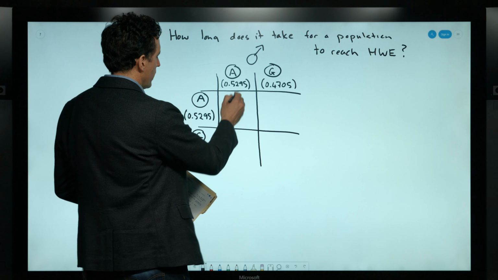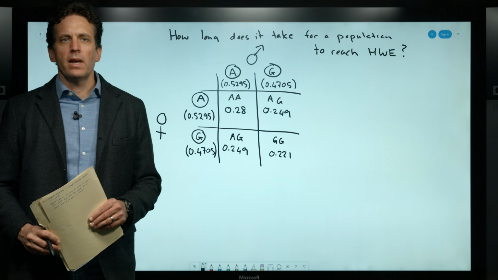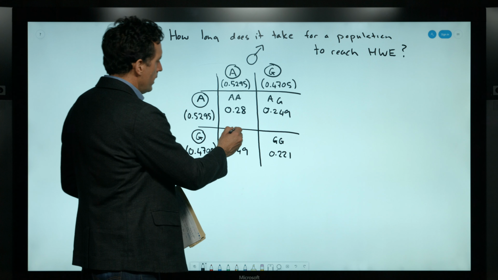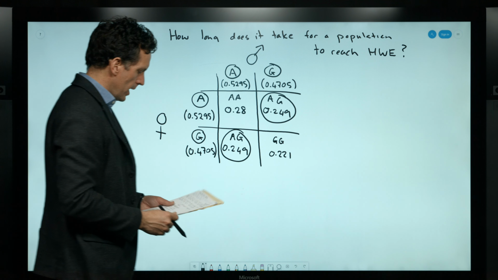And so we just multiply together these probabilities. So we'll have 0.28 for the AA individuals. We'll have 0.249 for these AG individuals, and 0.249 of the population will be these AG individuals, and 0.221 will be GG. And so again, in this Punnett square now, we can see that there are two ways to form the heterozygote as shown here. And so that's of course why we add them together.